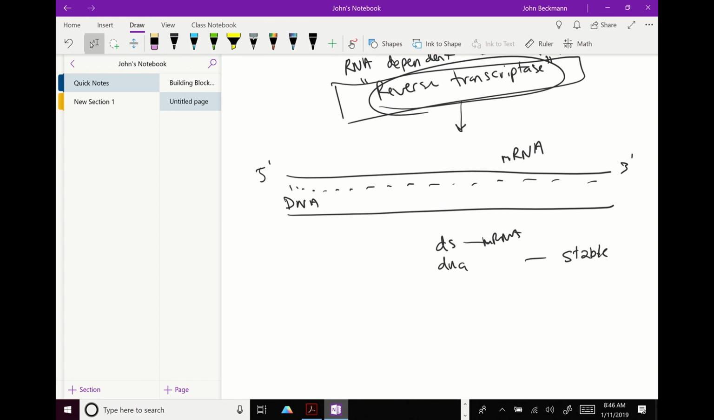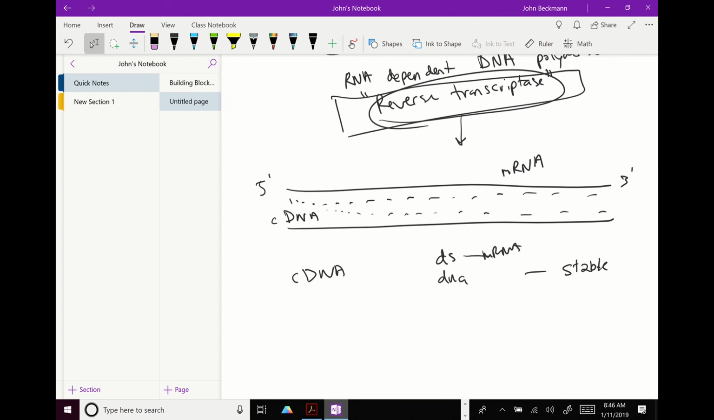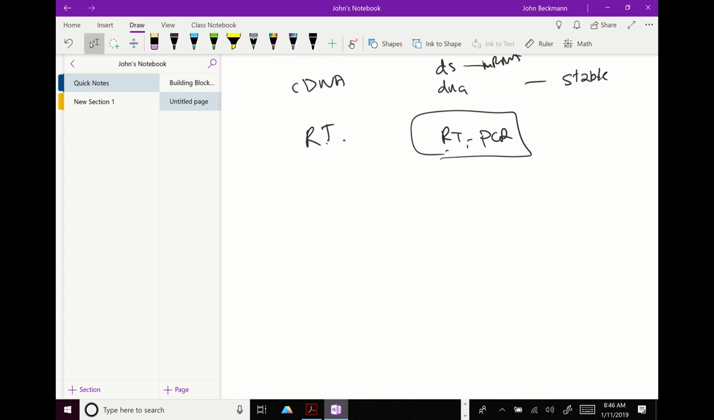So the way that you make this cDNA, which is called complementary DNA, it's complementary because it complements the messenger RNA. The way that you make that is through RT, reverse transcriptase. So if you ever see RT-PCR, that's reverse transcriptase PCR. That comes from a virus. The reason it comes from the virus is because virus genomes are often messenger RNA. And if the virus wants to replicate its genome, it encodes a reverse transcriptase that can make it into cDNA.